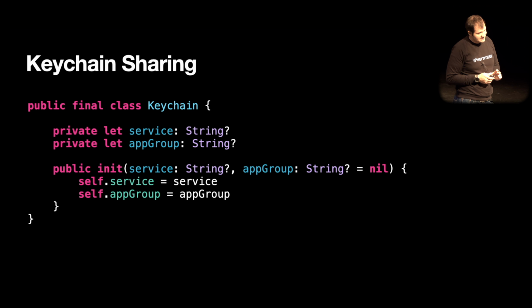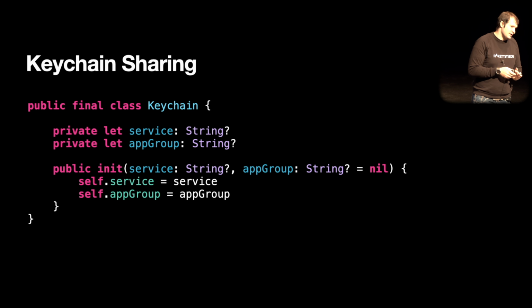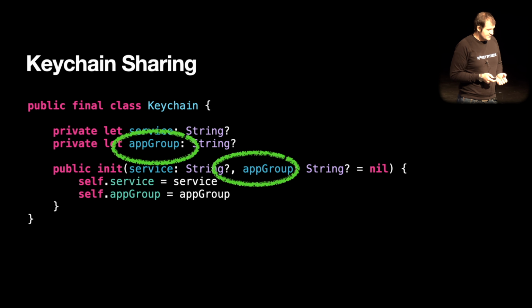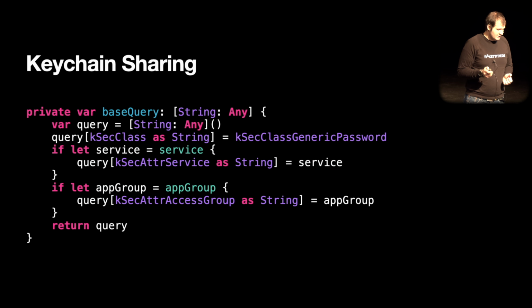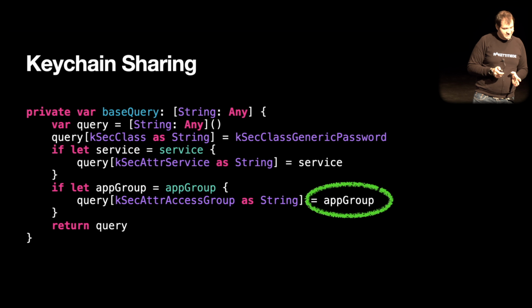So that instead of writing into an application-specific or extension-contained keychain, you'll be writing it to a shared keychain with that app group. This is how it looks. We just create an app group and pass that app group into every query. We just adjust our base query like this. It's very similar to a service.